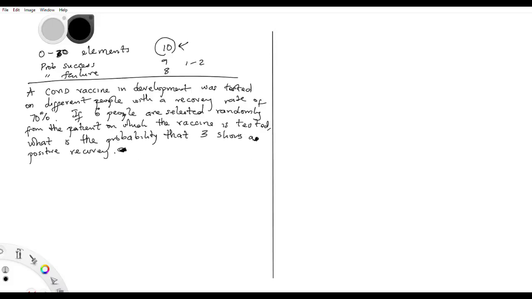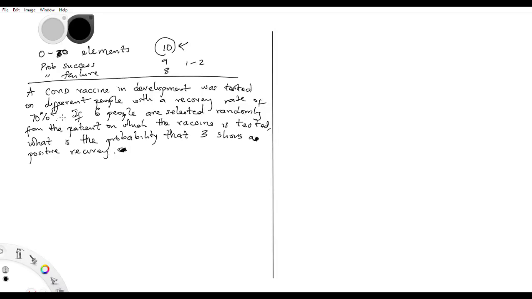okay, so this is the question. Based on the question, it says that codivacin in development was tested on different people, and the recovery rate is 70%. Now, this 70% is like a teaser. It's teasing you.